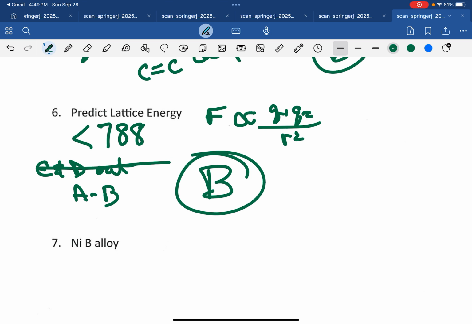On number 7, we've got an alloy of nickel and boron. Boron is in period 2. Nickel is in period 4. So nickel should be considerably larger than boron. So that, to me, rules out everything but A. If the nickel has to be way bigger than the boron, and everything else shows them the same size, A is the right answer. Sometimes it's that easy.